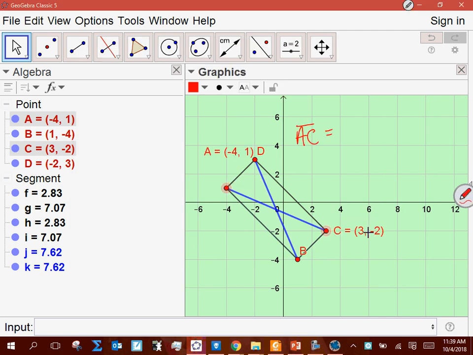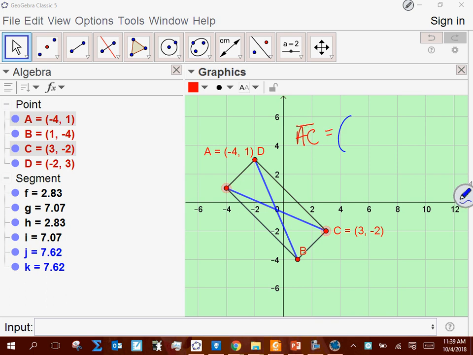Okay, so just those 2 points. To find the midpoint, we add the x's, right? What's -4 plus 3? -1 divided by 2, right? So my x-coordinate for my midpoint is -1/2. And now do the same thing to the y's. 1 plus -2 gives me -1, right? So -1 up top, divided by 2. So there's my midpoint for AC.